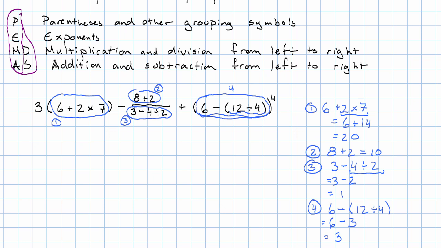Now I'm going to go back to my original expression. So 3 I haven't touched. I'm going to leave that alone. The 3 is just written right next to that parenthesis. What does that mean again? Oh, right. When we have a number just written next to parentheses, we're going to multiply. Multiply it by what? That 20 we got when we worked out the parentheses.